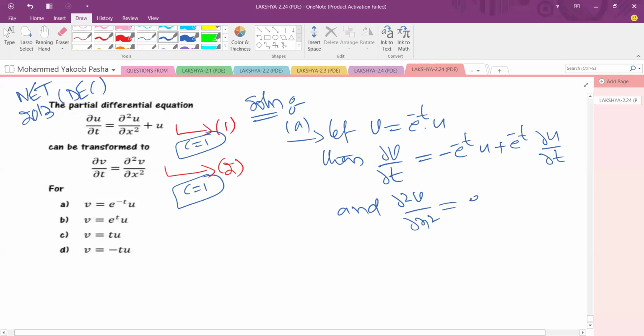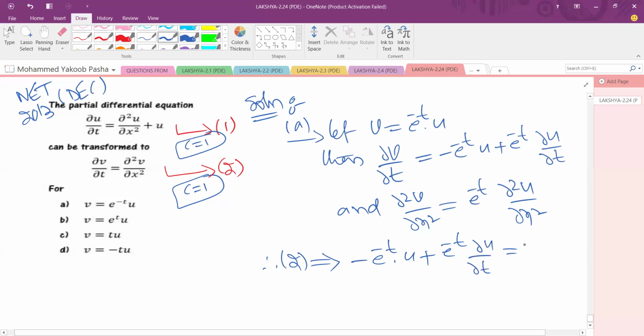e power minus t is free from x, so only differentiate u with respect to x 2 times. That is dou square u by dou x square. Now substitute in equation number 2. Therefore, equation 2 implies the left side is dou v by dou t, that is minus e power minus t into u plus e power minus t into dou u by dou t, is equal to the right side, e power minus t into dou square u by dou x square.